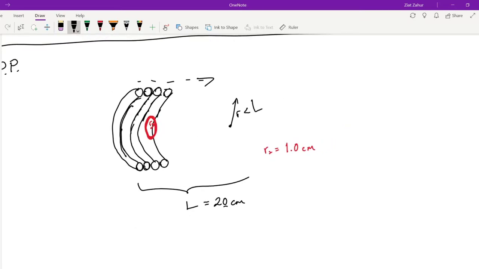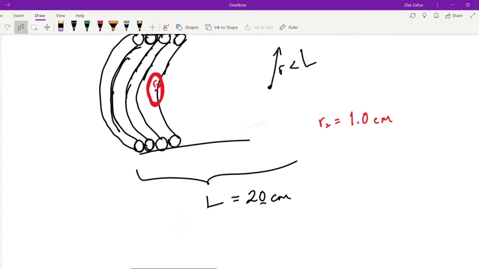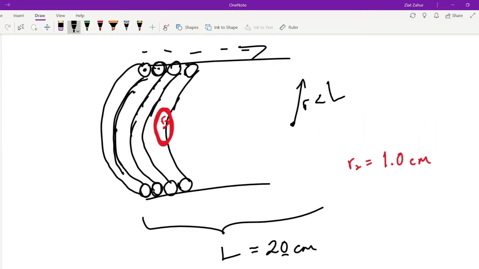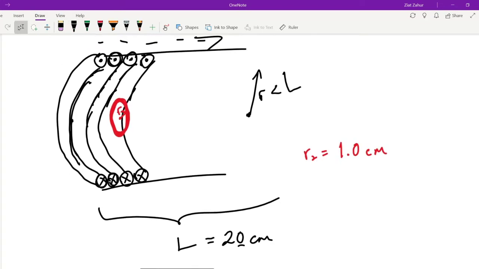Now, with our solenoid, let's send the current in at the top. So into page, into page, into page, and then it curls around. That's out of page, out of page, out of page, and then curls around into. R2 is the radius of this red ring that is inside of our solenoid.